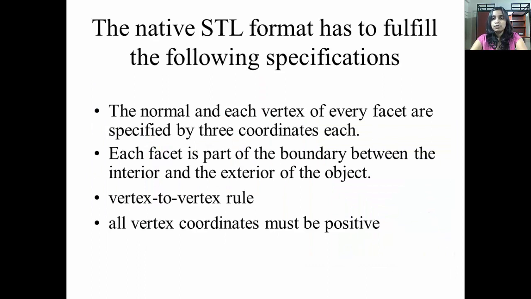Then the STL file format should fulfill the following specifications. First, the normal and each vertex of every facet are specified by 3 coordinates each. Next, each facet is part of the boundary between the interior and the exterior of the object. Third is the vertex-to-vertex rule, which defines that a triangle should share 2 vertices with each adjacent triangle. Next, all vertex coordinates must be positive.